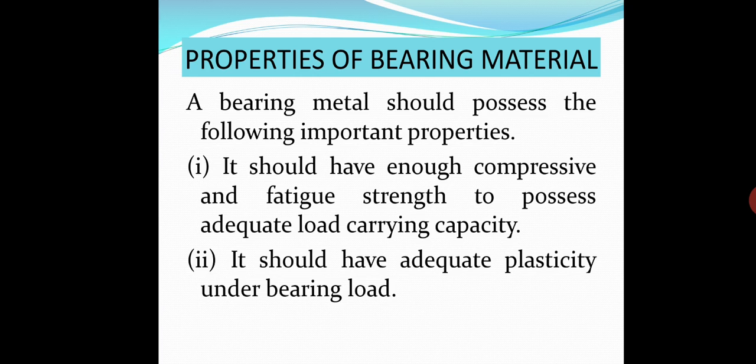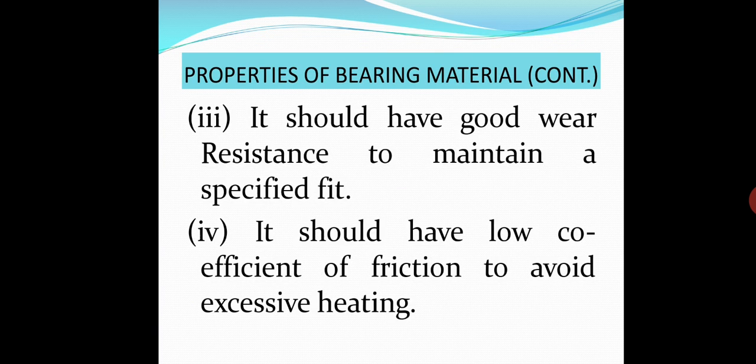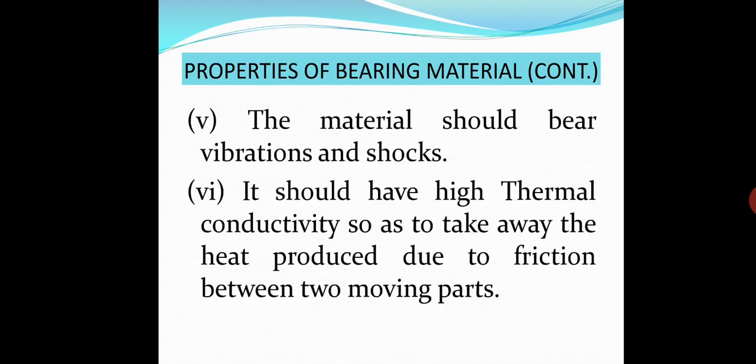A bearing metal should possess the following important properties. It should have enough compressive and fatigue strength to possess adequate load carrying capacity. It should have adequate plasticity under bearing load. It should have good wear resistance to maintain a specified fit. It should have a low coefficient of friction to avoid excessive heating. The material should bear vibrations and shocks.